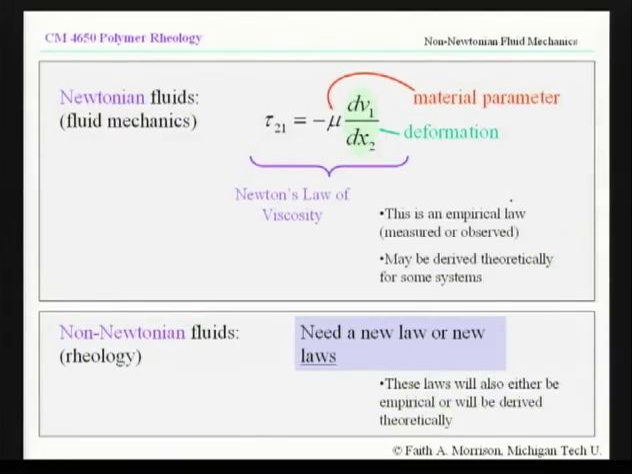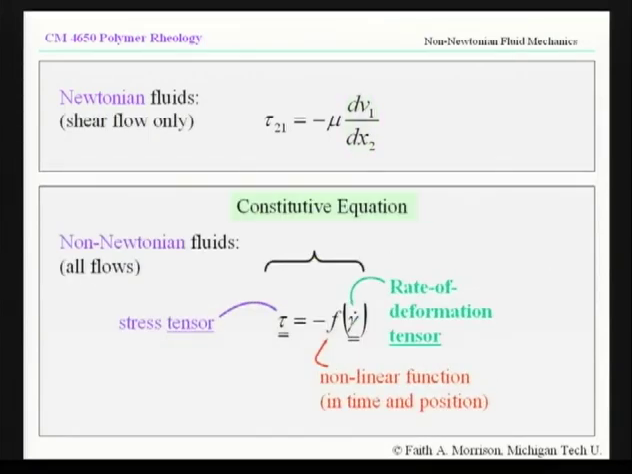So here is what I wrote earlier. Newton's law of viscosity that we learn as undergrads is a very simple one-dimensional rule. The problem is it doesn't work for paints, plastics, and high-tech coatings. So instead of this one-dimensional rule, we need a function. We need a stress tensor, all 9 components, a function of the deformation of the material, which is given by the function gamma dot.